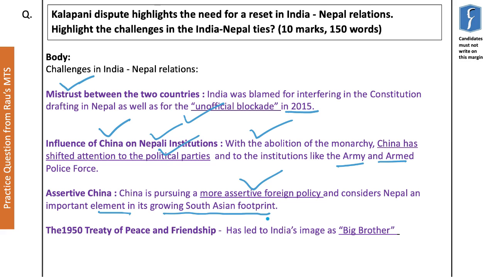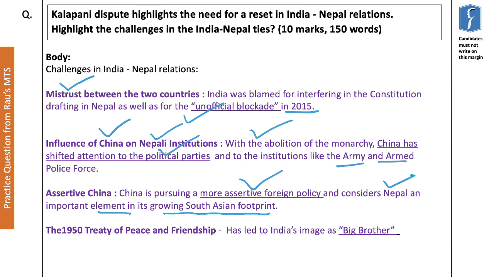And also, China has been aggressively investing in various countries, for example, Nepal, and also it has invested heavily in African countries and in the One Belt, One Road project, which is being seen as a project that aims at creating the Chinese hegemony in South Asia, Southeast Asia, and different parts of the world. And in this background, China considers Nepal as an important element in its growing South Asian footprint.